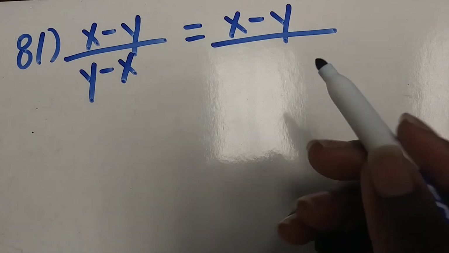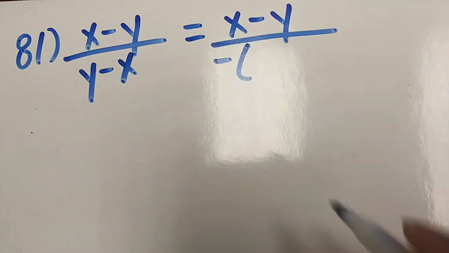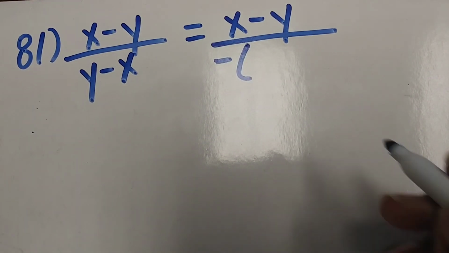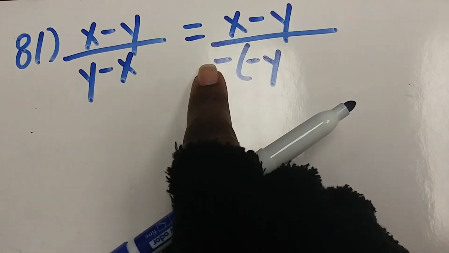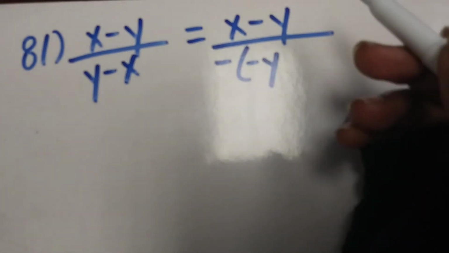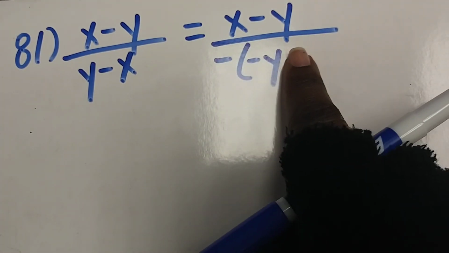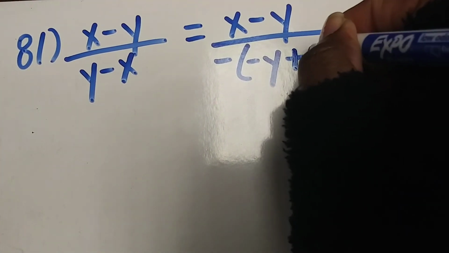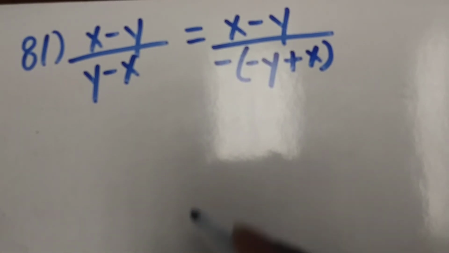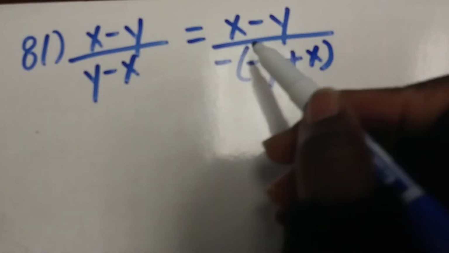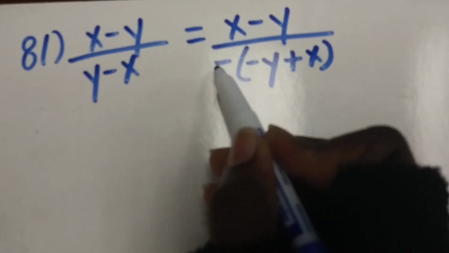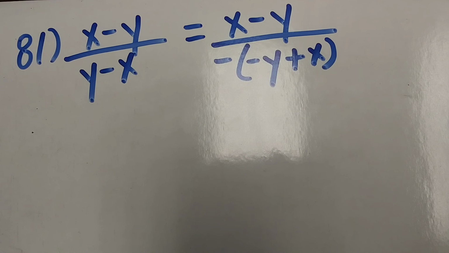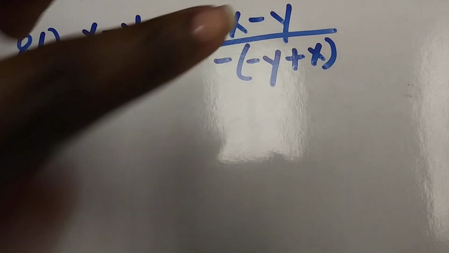If I factor out a negative sign, a negative times what makes y positive? Another negative. Two negatives make a positive y. A negative times what sign makes a minus x? A positive x. So if I factor out a negative, negative times negative is positive, negative times positive is negative. I didn't change anything. It looks exactly the same. It's the exact same problem.